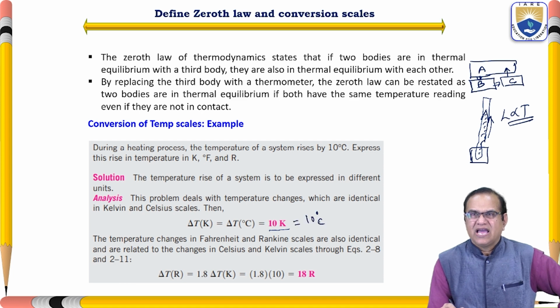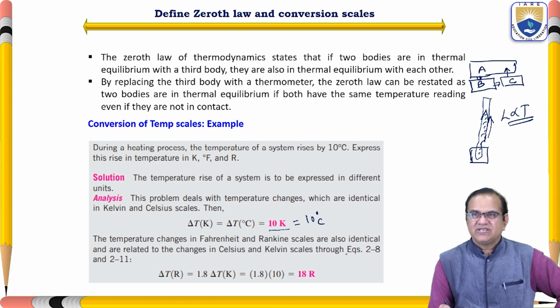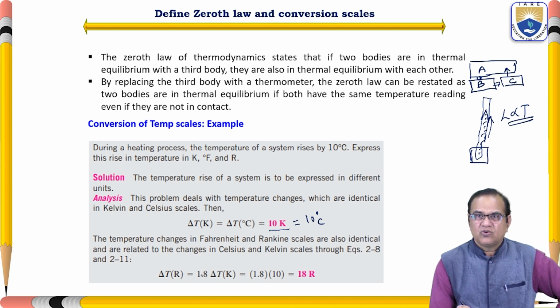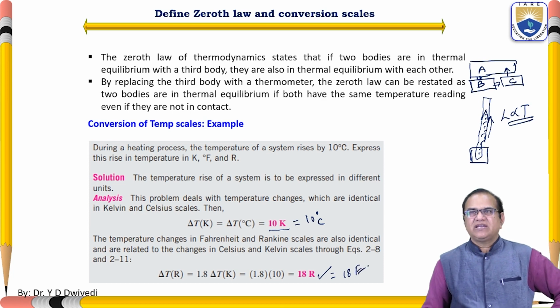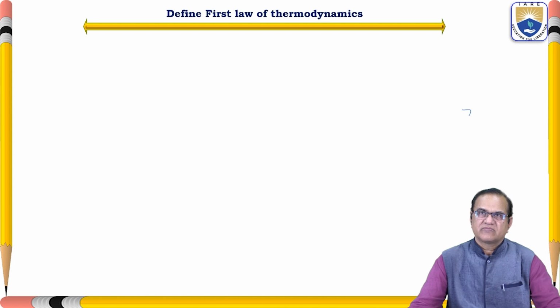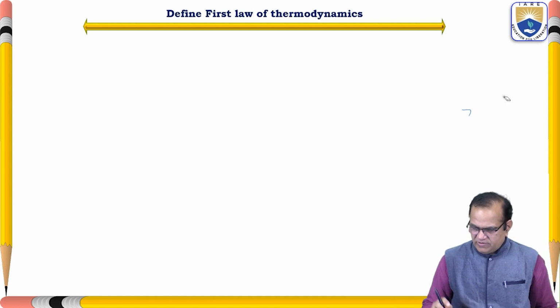10 Kelvin. The temperature changes in the Fahrenheit and Rankine scales are also identical and are related to the changes in the Celsius and Kelvin scales. So delta T_R is equal to 1.8 delta T_K. Here it is 10, so 1.8 times 10 will be 18 Rankine, and this will be 18 Fahrenheit. Okay, so like this we can demonstrate. Now I will go for the next problem.